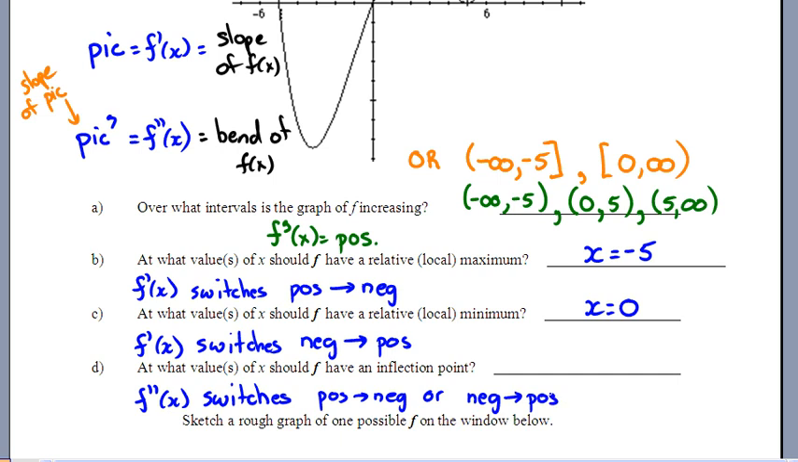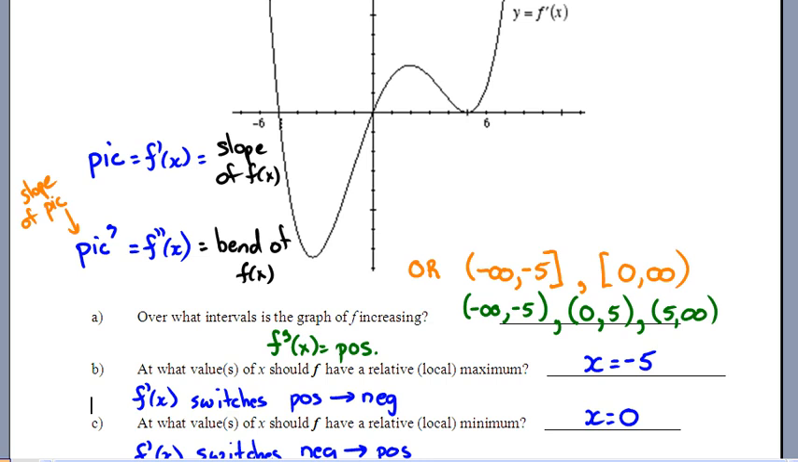Okay, well, how do I get information about f double prime? Oh, well, I've got my little legend here. F double prime would be the bendiness of the graph, and it's actually picture prime. It's the slope of the picture. So now we have to stare at the slope of the picture and ask ourselves, does the slope of the picture ever change from positive to negative or from negative to positive?